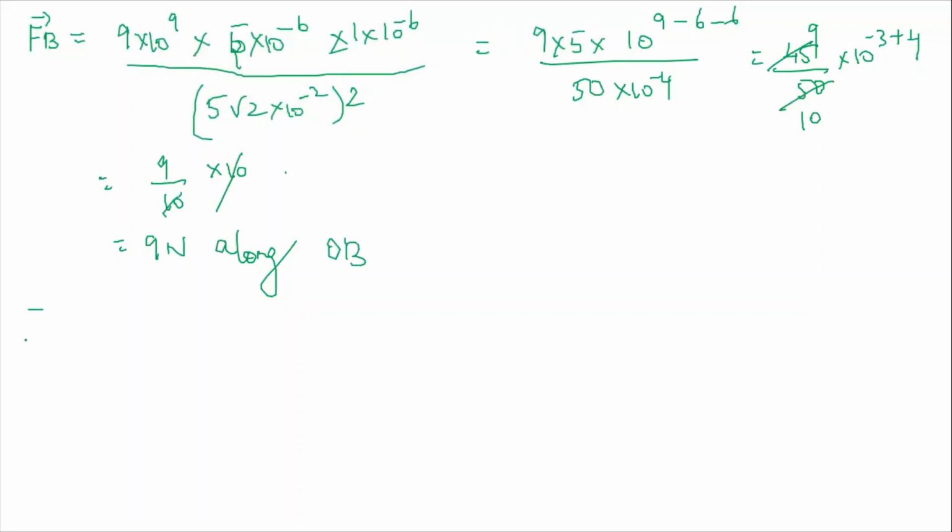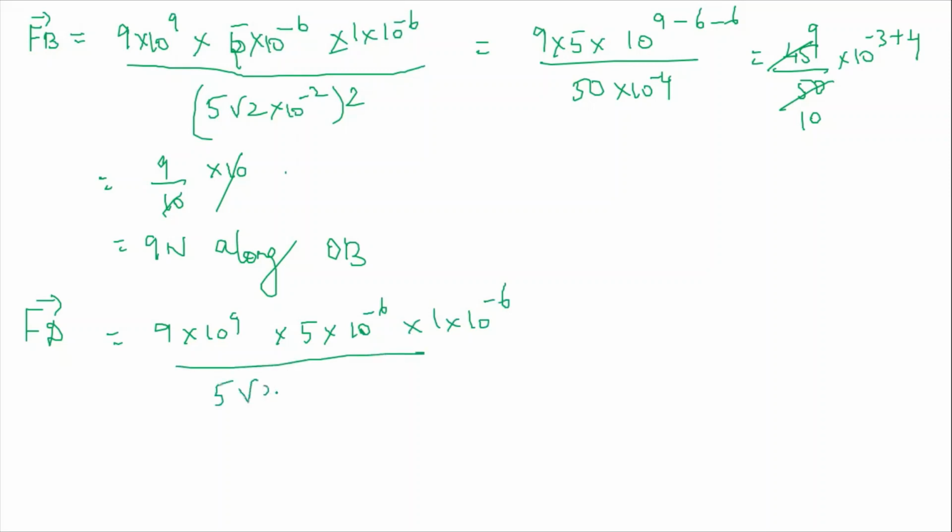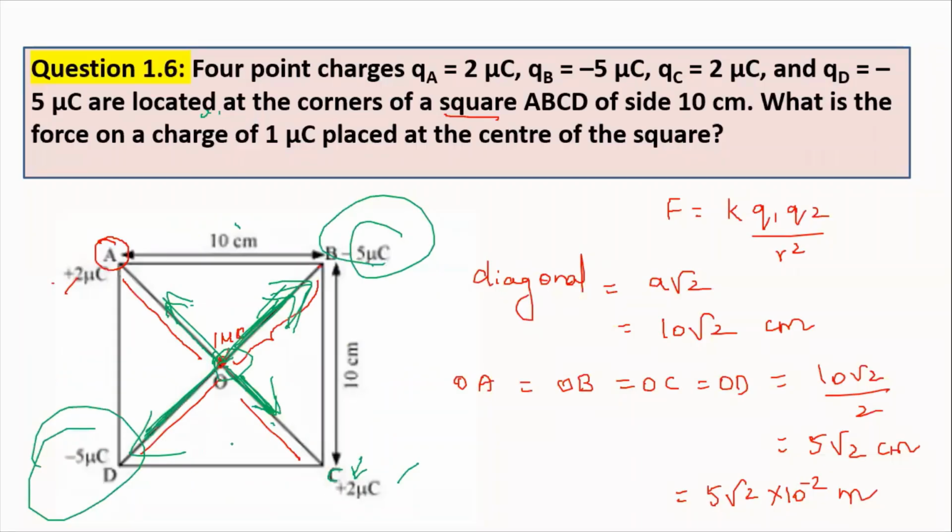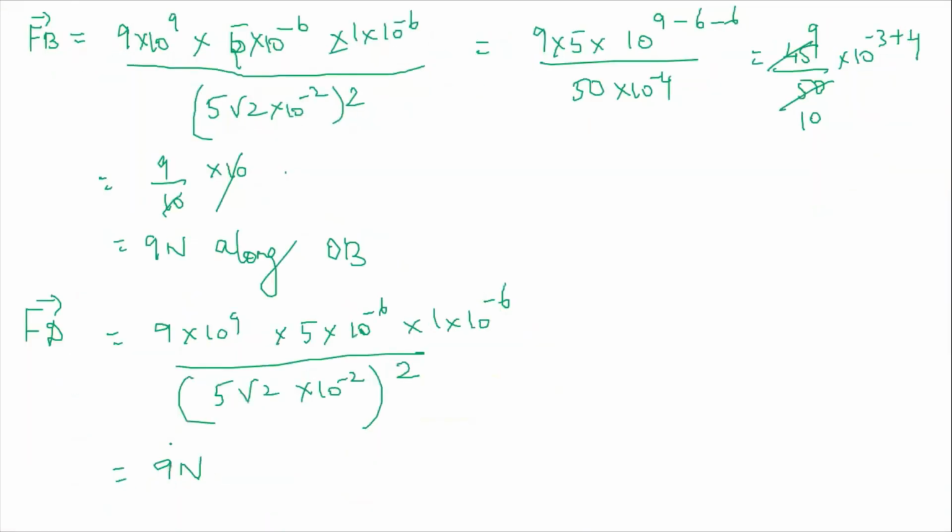FD, what will it be? Same. Charges are same, direction alone will be different. 5 into 10 power minus 6 into 1 into 10 power minus 6 divided by 5 root 2 into 10 power minus 2 the whole square. So now after calculation, you will get 9 Newton. What is the direction? Along OD, attraction. Okay.